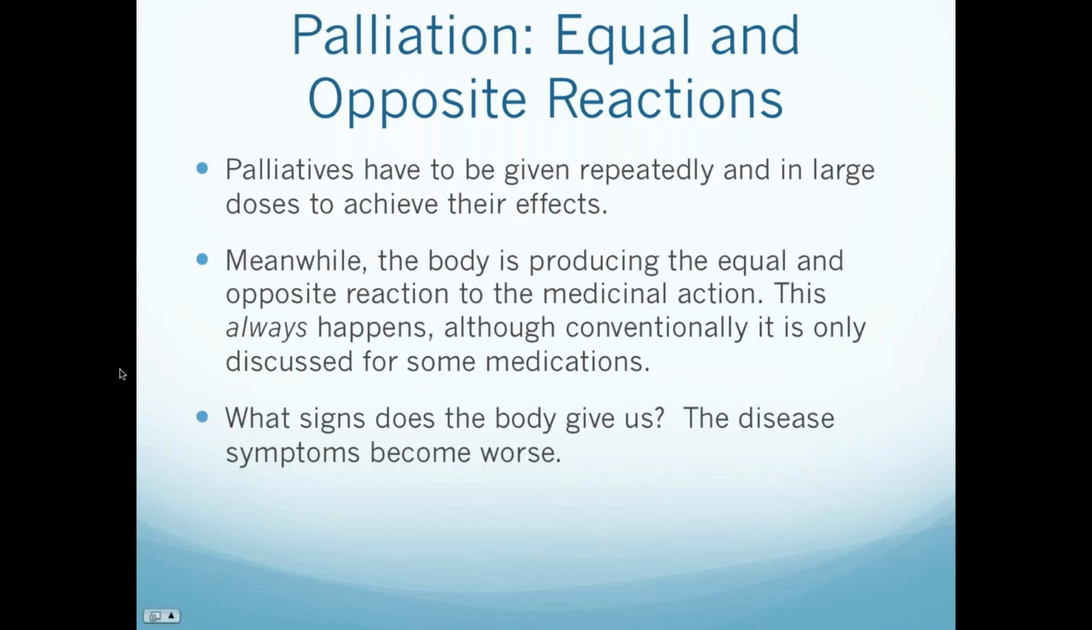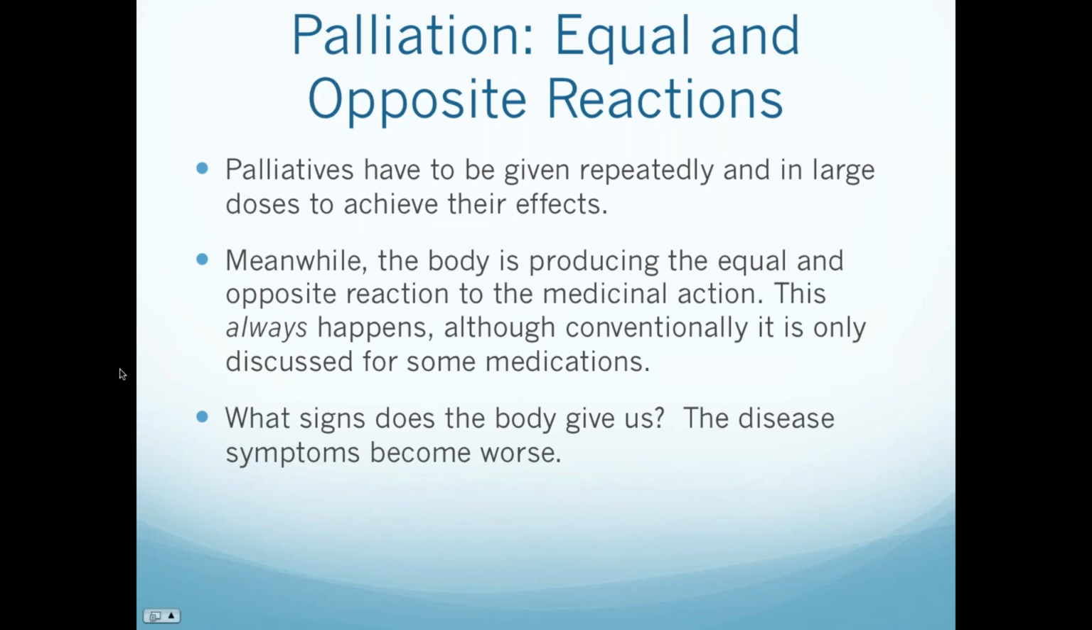Palliatives have to be given repeatedly and in large doses to achieve their effects. This is what we do in conventional medicine, essentially. We control symptoms, and we do it by giving palliatives repeatedly, sometimes lifelong. Meanwhile, the body is producing the equal and opposite reaction to the medicine. This always happens, although conventionally it's only discussed for some medications.